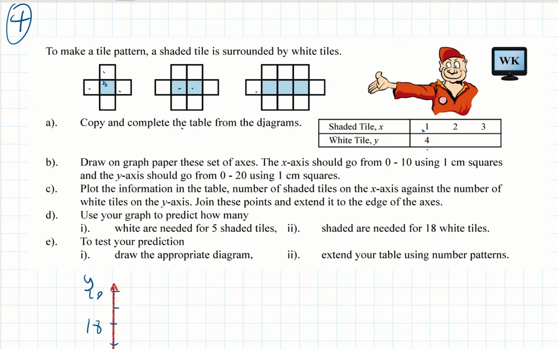When I've got 2 shaded, I've got 6. And then when I've got 3 shaded, you can see that I've got 8. So we've always got 2 lots of whatever that is, plus the 2 on the end. It's interesting. Anyway, let's have a look at what we're supposed to do in this exercise.